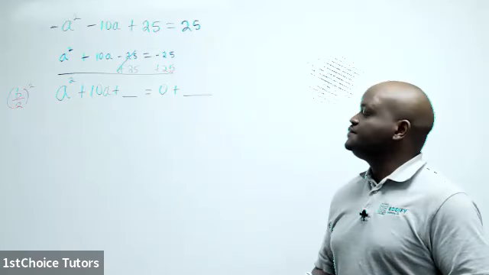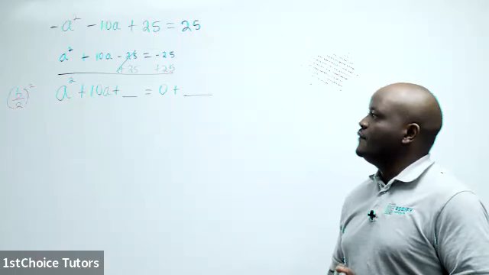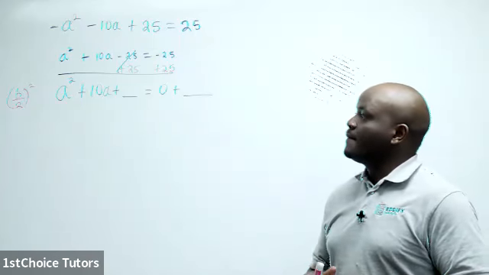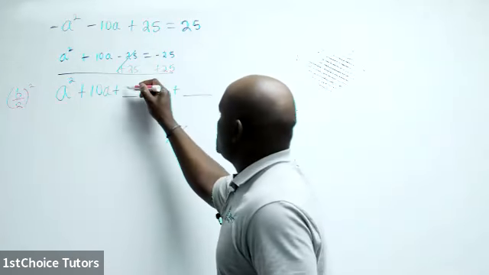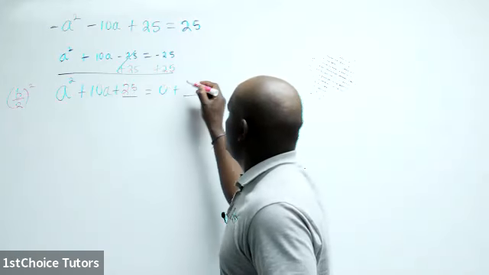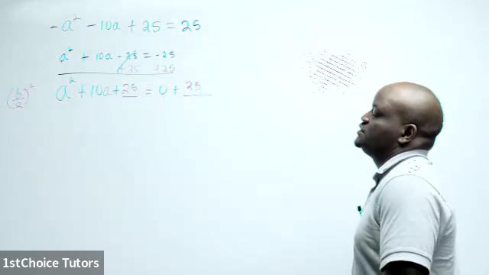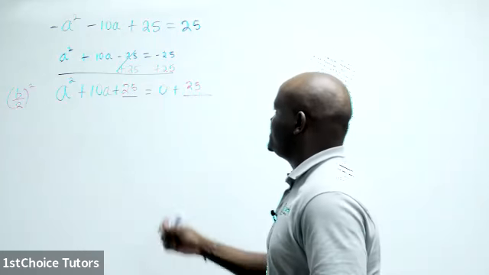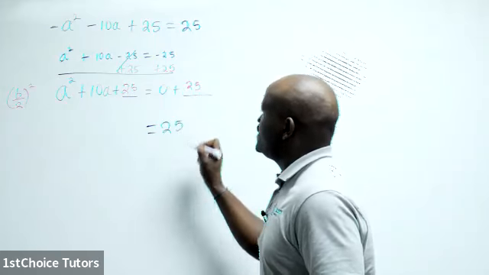So we have 25 divided by 2. Wait, the b value is not 25, it's 10. Yes, 10 divided by 2, which is 5. And then 5 squared is 25. So we have a 25 right over here and a 25 over here. Then we keep going. What's going to be on the right side? That's the easy side to do. 25. I agree.